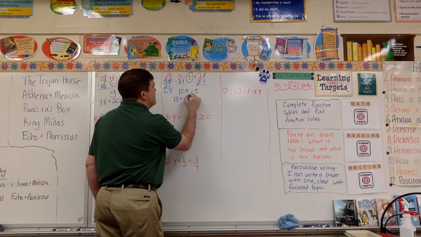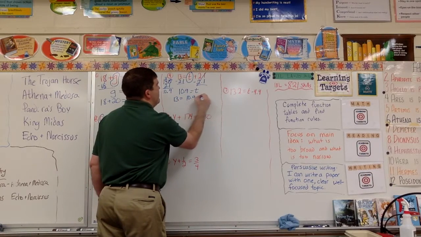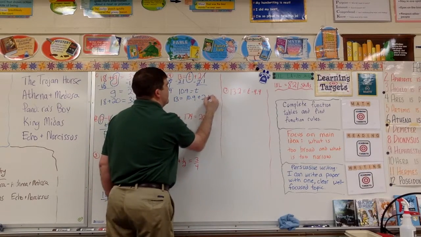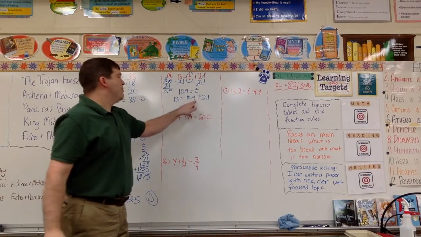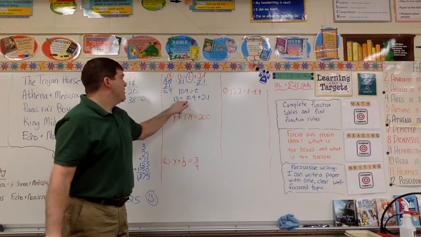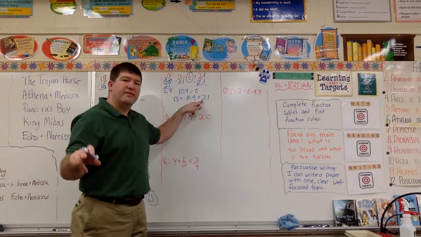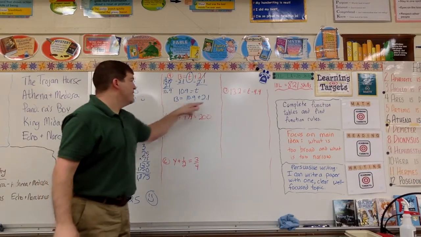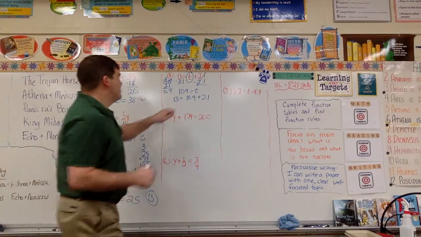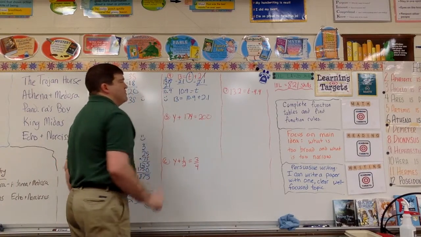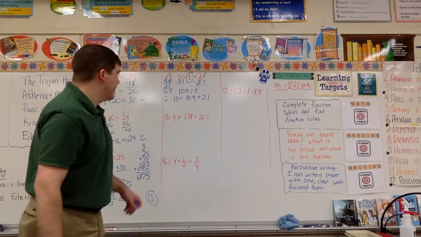13 equals 10.9 plus 2.1. So if I add these two together, the 0.1 and the 0.9 equals a whole one. 10 plus 2 is 12, plus 1 more is 13. I get my 13. You can do this on your calculator however you want to, but this does work. So t is 10.9. Okay.